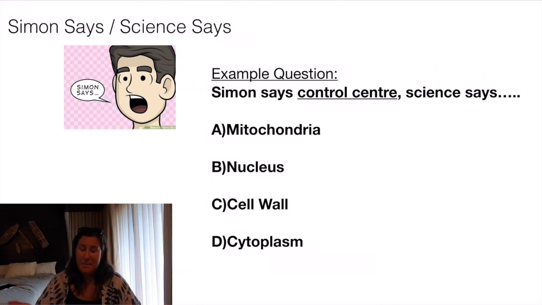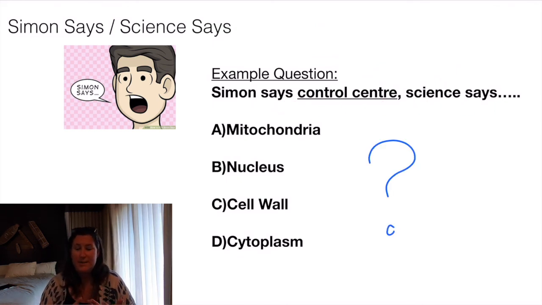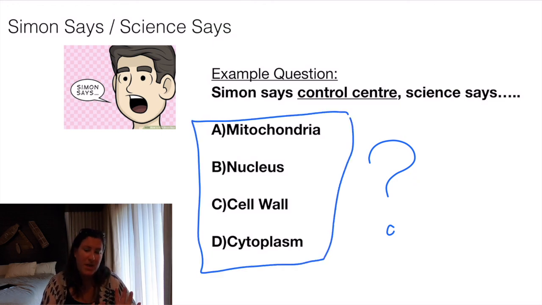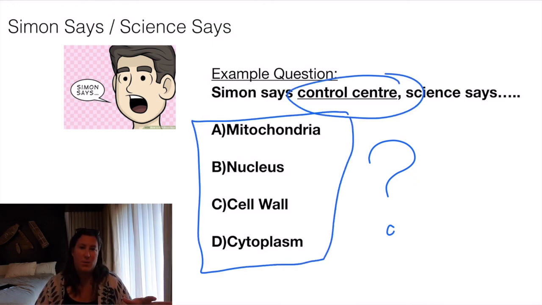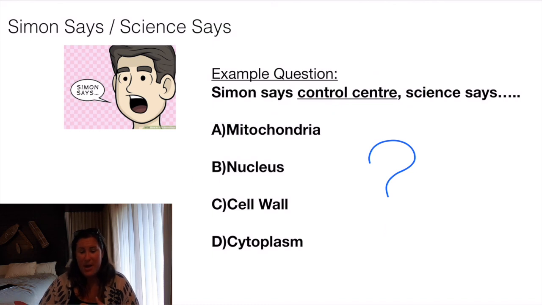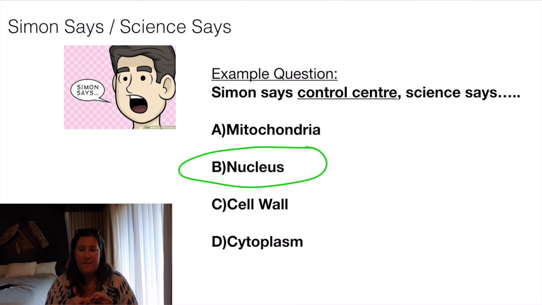So for example, Simon says control center, science says mitochondria, nucleus, cell wall, or cytoplasm. So what do you think would be the best match for the control center? So what did we put next to that in a factory?